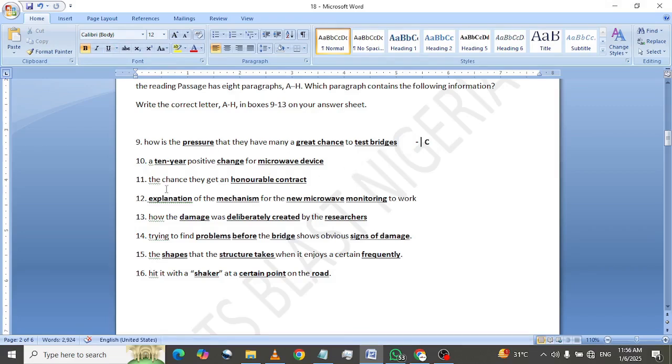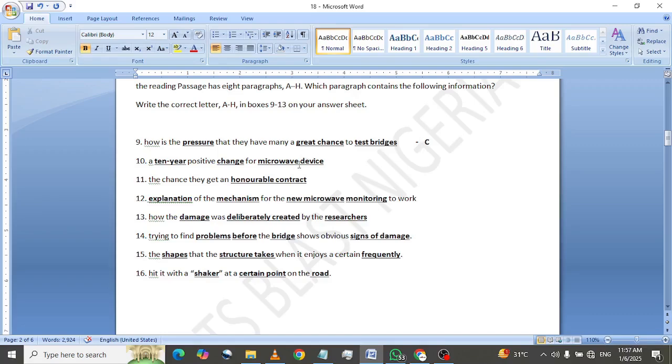So let's move on to the next one. The next one says: 10 years positive change for microwave device. Now let's take a look at this. Sometimes 10 years can be a decade. So there is a probability that they are not going to repeat the words 10 years. They might say something about a decade.